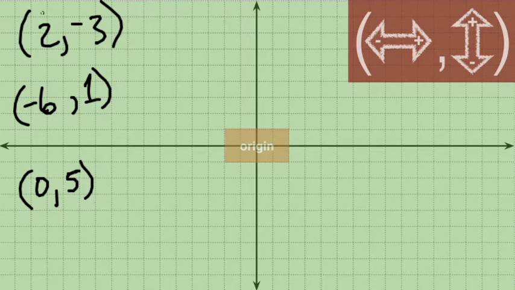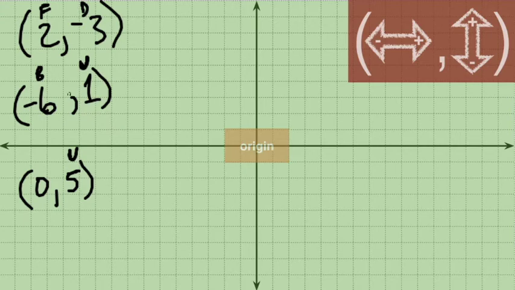First number, forward. Positive means forward. Negative means backwards. 0 means don't move, forward or backward. Second number, negative means down. Positive means up. If there was a 0 in the second position, we wouldn't move vertically.